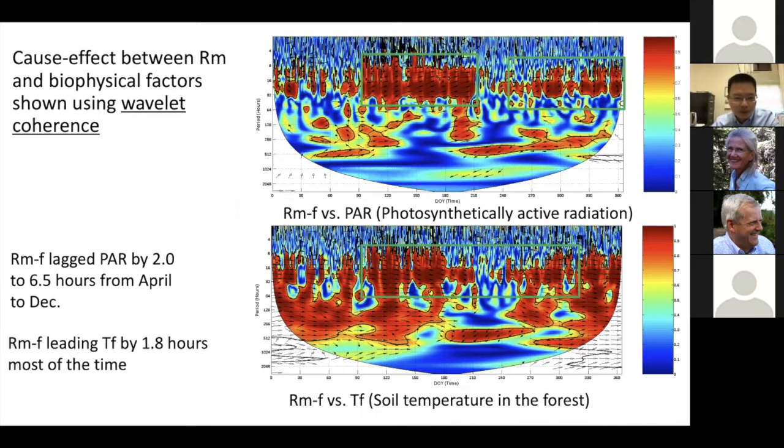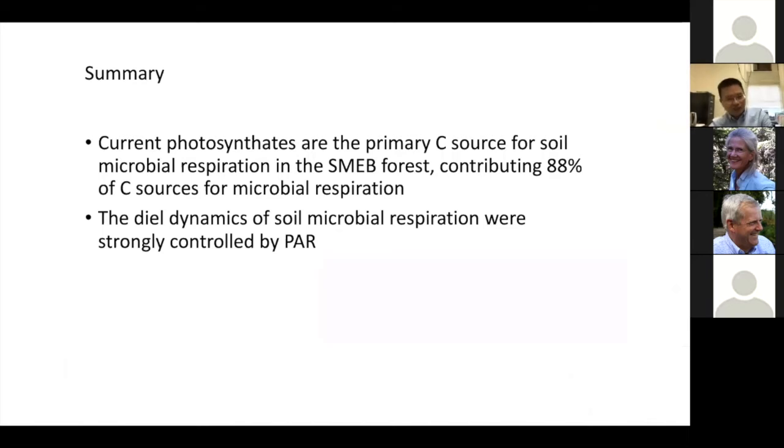So based on this analysis, I found that the PAR is the major driver of the RM in this forest. So I get a summary of this first chapter study. I found, first, the current photosynthate is the primary carbon source for microbial respiration in the subtropical forest, contributing 88% of the carbon source for microbial respiration. And second, the dynamics of soil microbial respiration was strongly controlled by PAR, but not soil temperature.